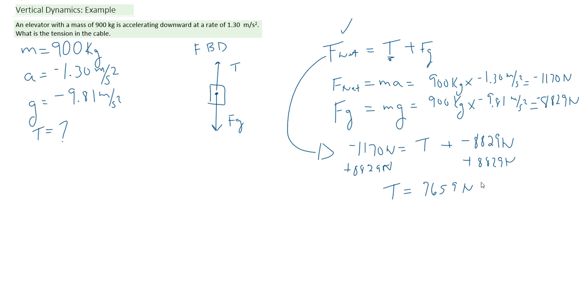So our algebra, our math, matches what we know to be true. We know it needs to be acting upwards. And so now we can write this to three significant digits, which the question is in. So that's 7.66 times 10 to the 3 newtons, and it's acting upwards.